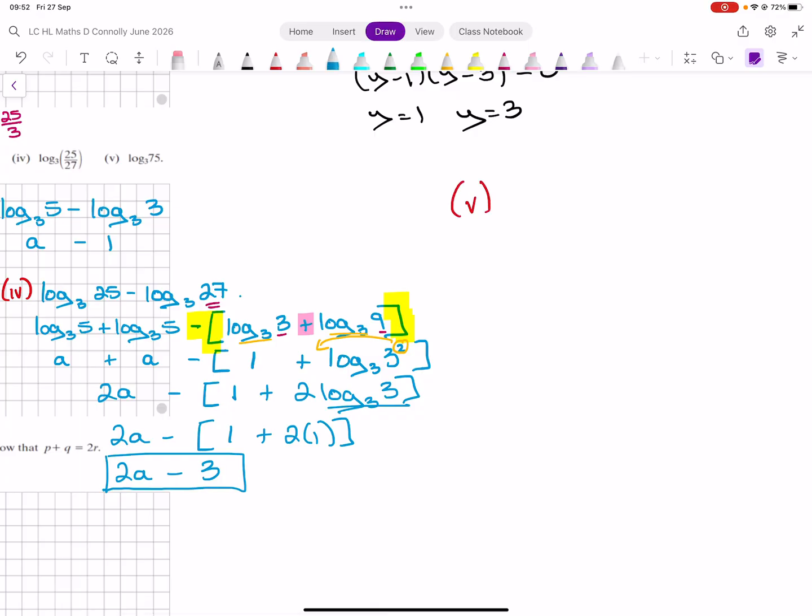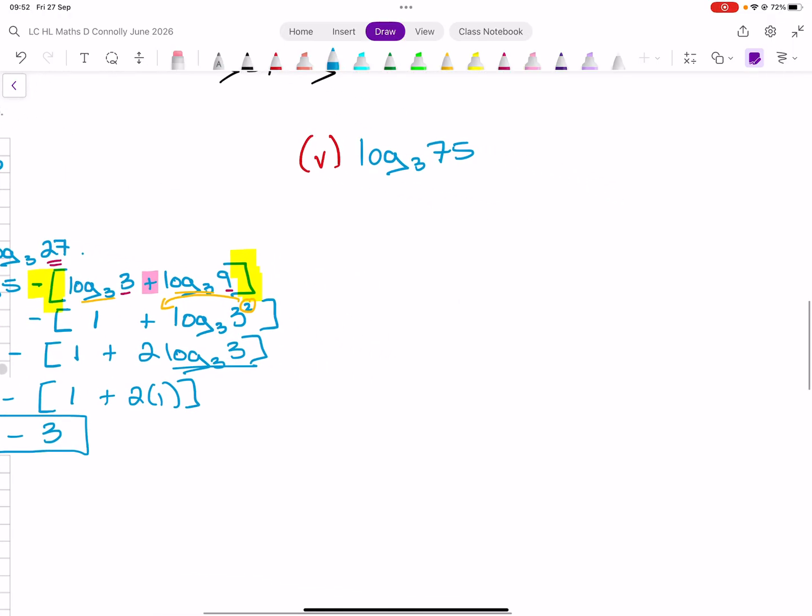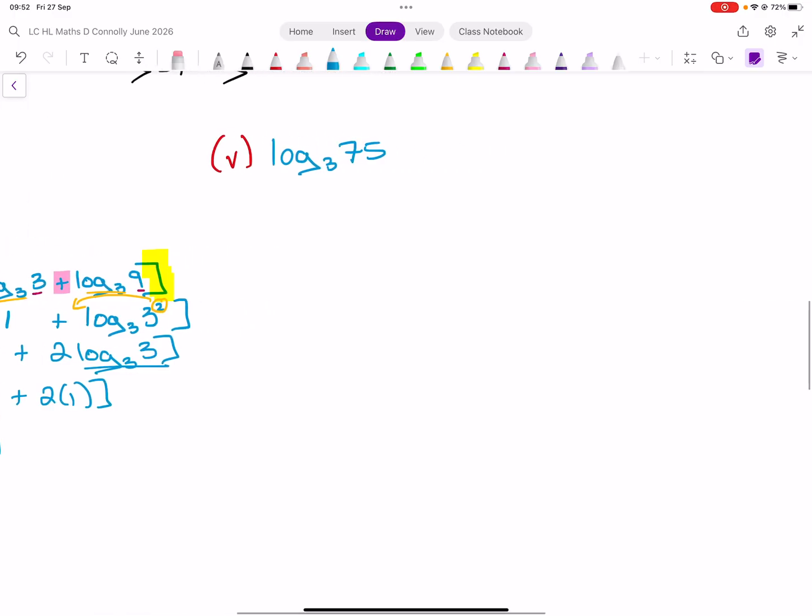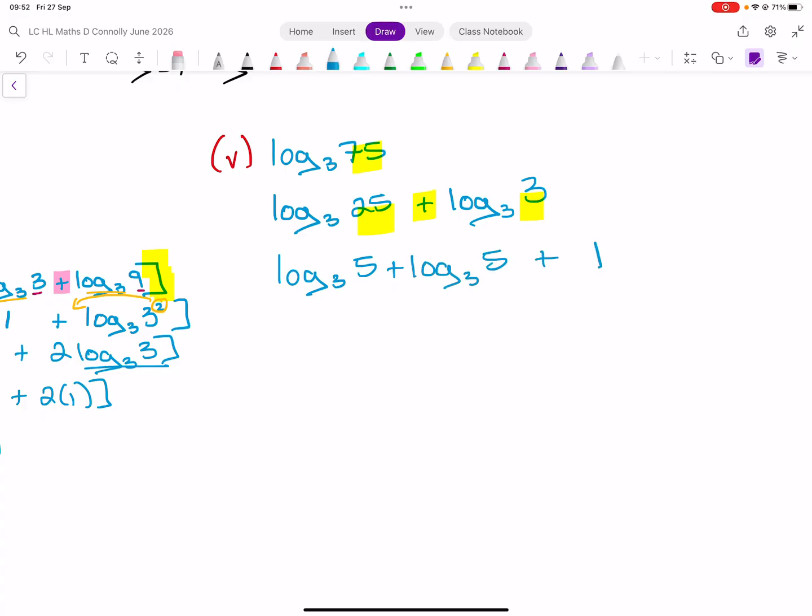Okay, and then this one, log to the base 3 of 75. 25 and 3. Oh, yeah, so the plus is multiplication, and this by this gives you 75. Grand. This I've done before, so it's log to the base 3 of 5 plus log to the base 3 of 5, and that's just a 1. So it's a plus a plus 1, which is 2a plus 1.